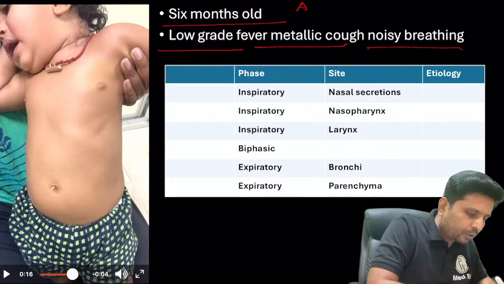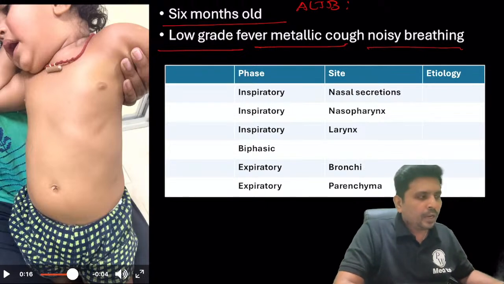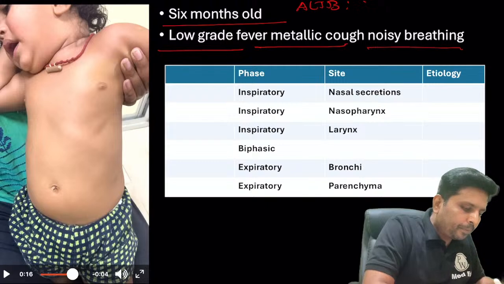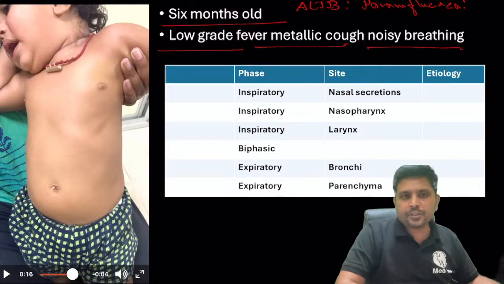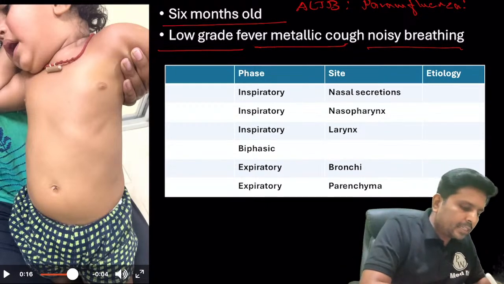So what is the diagnosis? Acute laryngotracheobronchitis, and it is caused by, people used to say para-influenza, but almost all viruses can cause this ALTB, right? So what is the drug of choice?